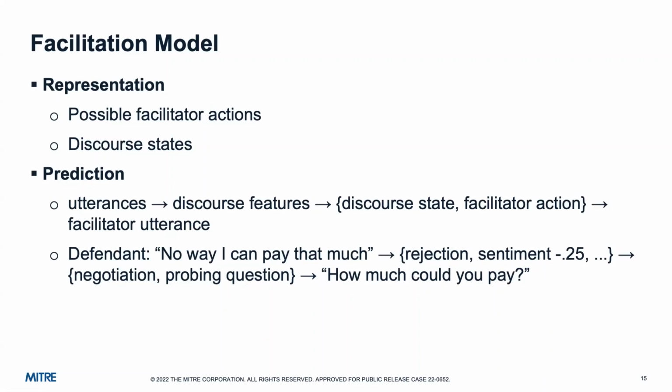So that's the model. Come up with a representation based on analysis of the domain and the people who are doing it, and then use that to annotate a corpus and then train a predictive model so that you can recognize the kinds of states that facilitators say are important to them and that we observe is important to them, and also predict how they would act in those situations. So I hope that makes sense.